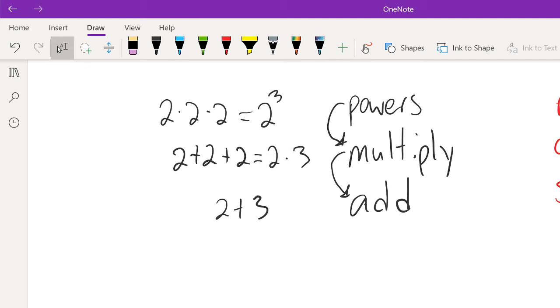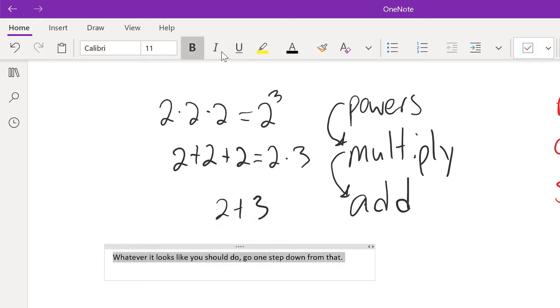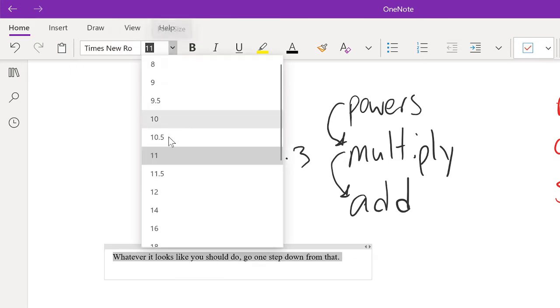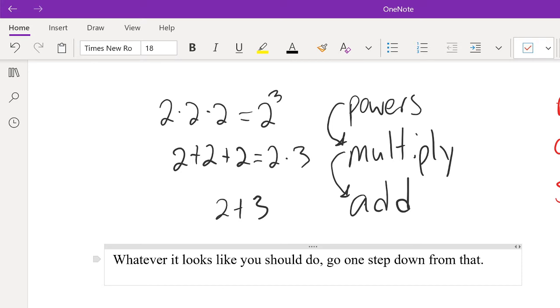The basic rule here, and I'll just write it in a text field here, is that whatever it looks like you should do, go 1 step down from that. You want to step it down, right? So the way to remember this, and I'll make this bigger here. Let's increase this text so it's a little easier to see. And change to Times New Roman just because I like it better. Let's increase it to like 18 maybe. Yeah, that should be plenty. Right? So whatever it looks like you should do, go 1 step down from that.